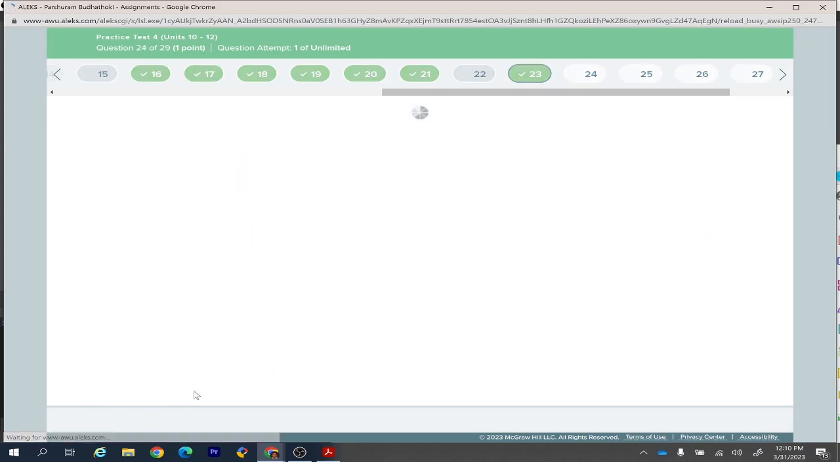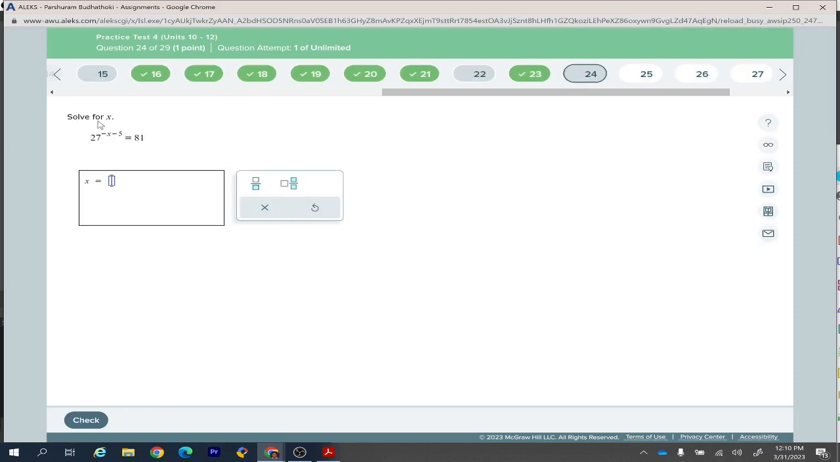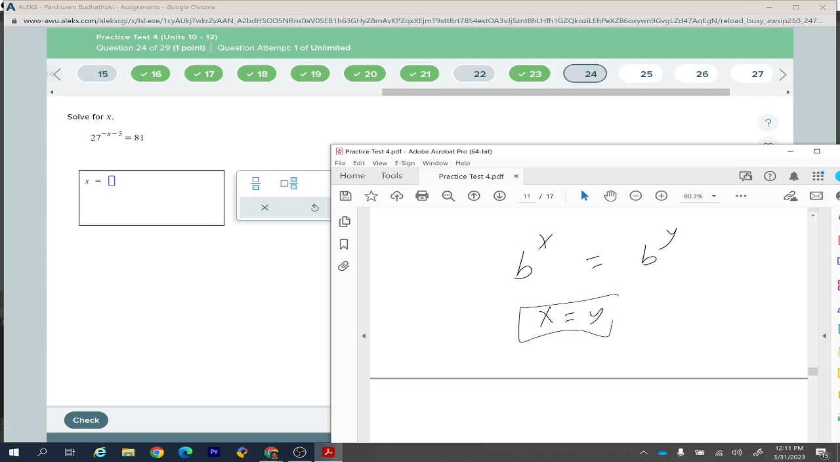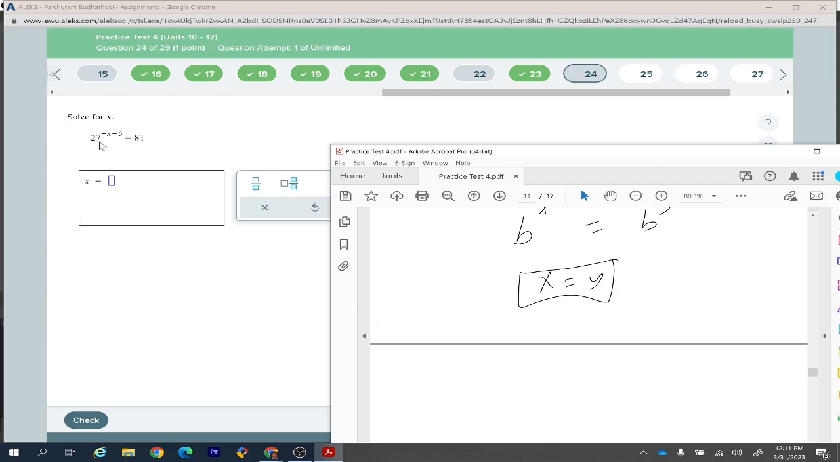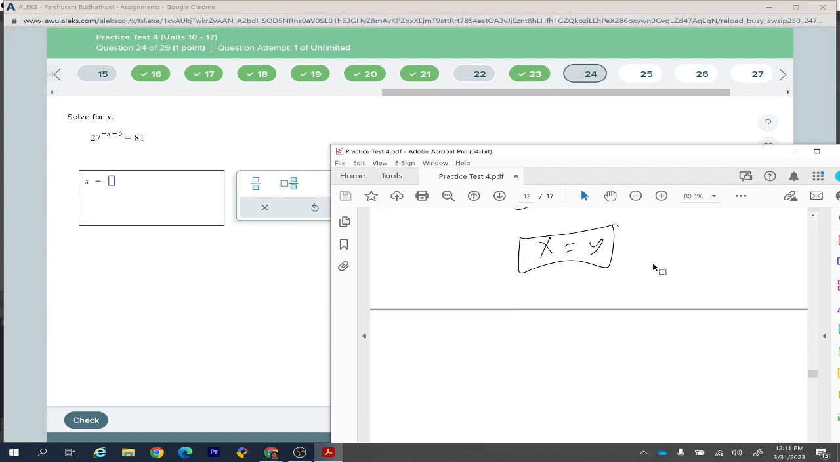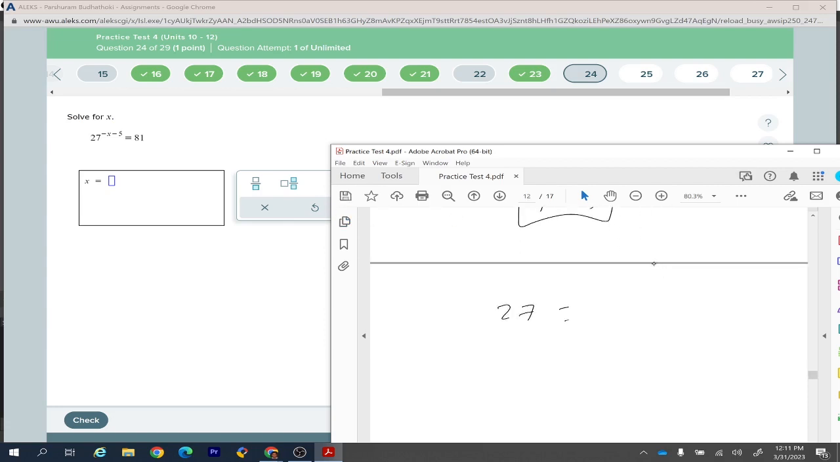Okay, go to number 24. Solve this exponential equation. Remember, one thing you have to know: if there is an equation like this with the same base on both sides, then the exponents would be equal. So in this case, if you can convert 27 as a power of something and 81 as a power of the very same base, then we can solve the problem by using this relation. We know 27 is actually 3 to the power 3. 81 is actually 3 to the power 4.